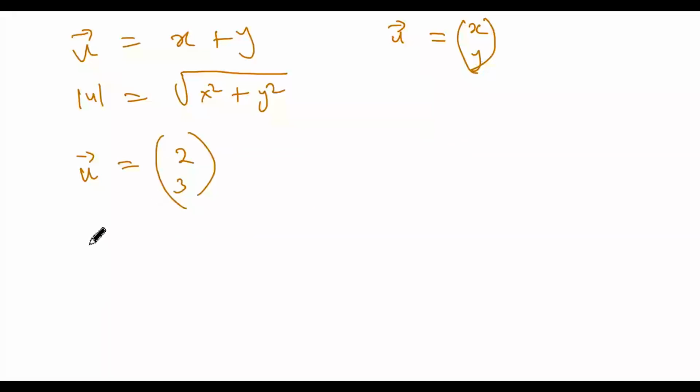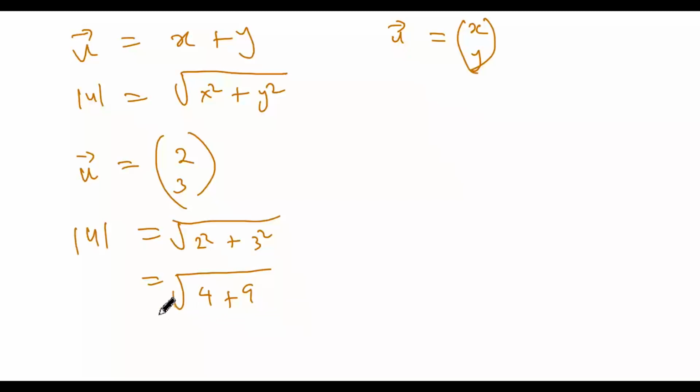Okay, so you want to find the magnitude of u. So the magnitude of u, denoted by this, will be equal to the square root of 2 squared plus 3 squared. So this will be the square root of 4 plus 9, which is the square root of 13, and that will be approximately 3.61.